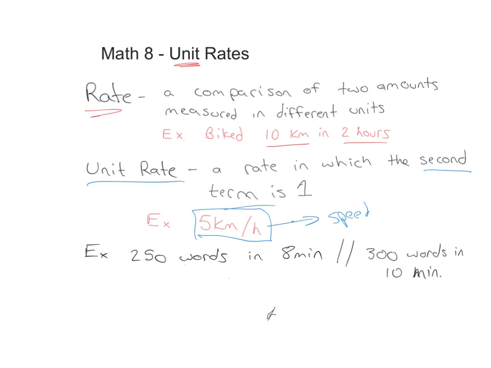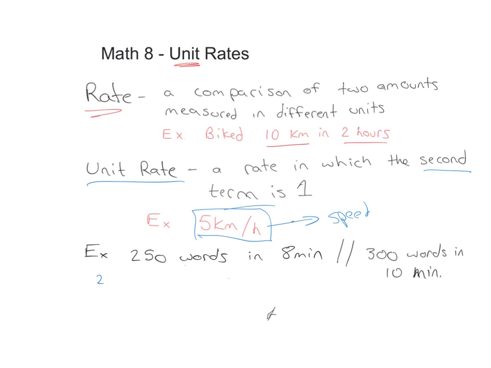So I have an example here, and the first example is someone typing 250 words in 8 minutes, and I have a second person typing 300 words in 10 minutes. And the question might be, who's typing faster? Well, it's hard to tell because one is typing in 8 minutes and the other is typing in 10 minutes. So what we would do here is create unit rates so that we can figure out how much each one types in not 8 minutes or 10 minutes, but in actual 1 minute.